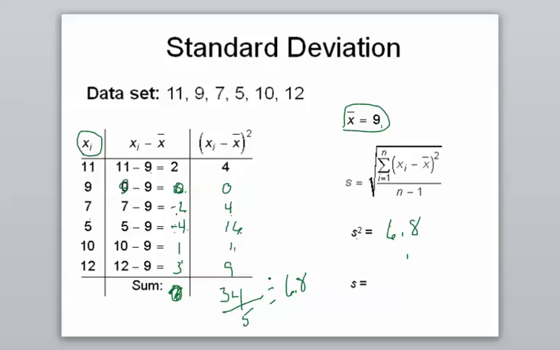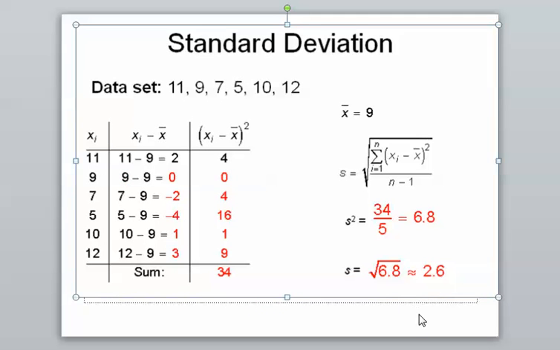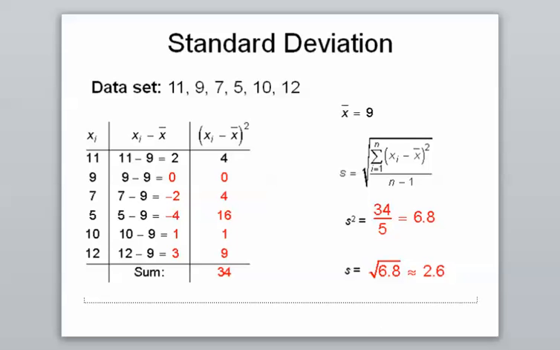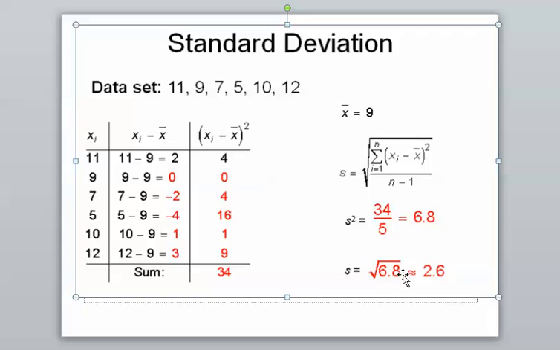6.8. And then to find s, I find the square root of 6.8, and I get 2.6. Okay? Once again, on those 5 number summaries up here at the top, you can see these values are here. The Sx is right there, 16.9 in this situation for the numbers that we calculated earlier. So we can see what this is. Now this s, or Sx if you want to look at it that way, is called the standard deviation.